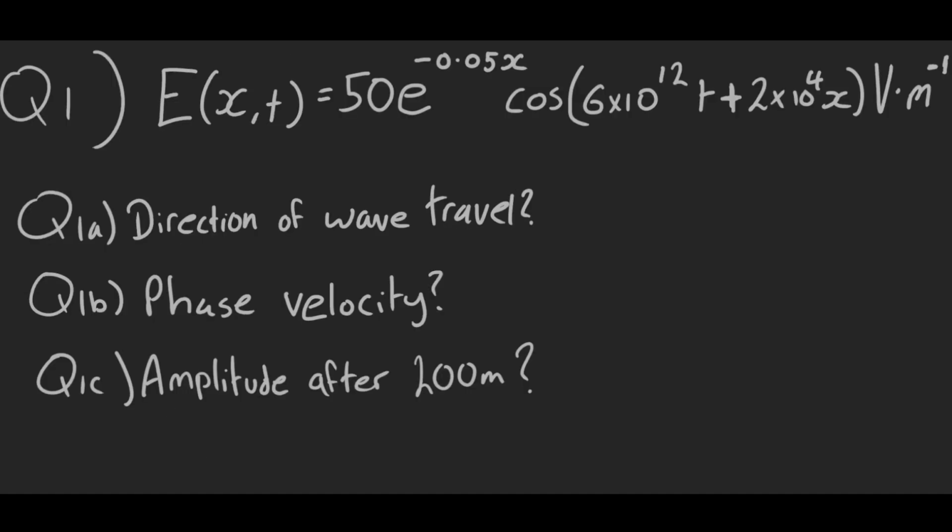Alright, here's question 1. This is the one-dimensional traveling wave of an electric field, and its unit is in volts per meter. I have 3 questions here. What is the direction of the wave travel? What's the phase velocity? And what's the amplitude after 200 meters? Take your time if you need to and pause the video to work on the solutions for these questions.